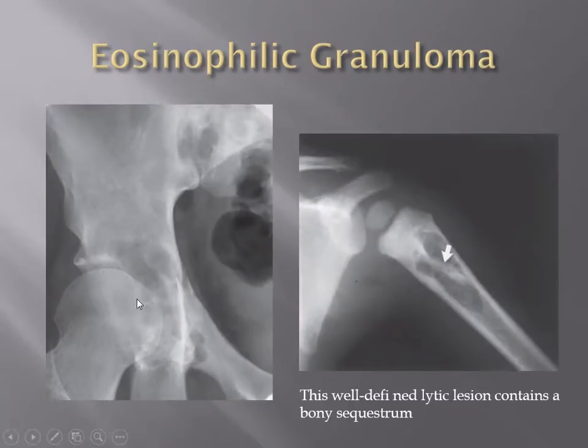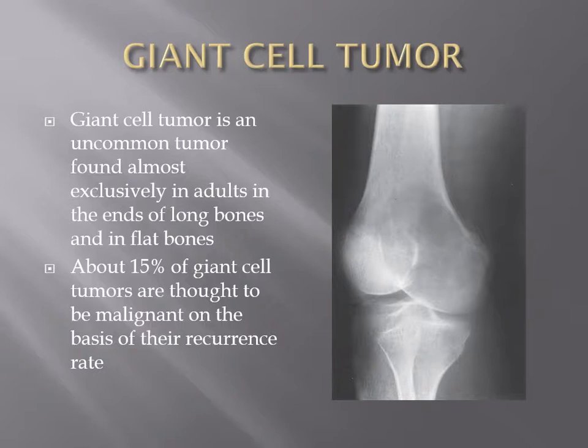Also, these are examples of eosinophilic granuloma, including the acetabular surface of the ilium. And this is another case of a lucent, lytic lesion containing a bony sequestrum in the metaphysis of the humerus, which was proven as eosinophilic granuloma.